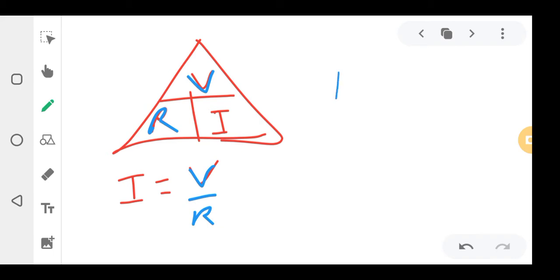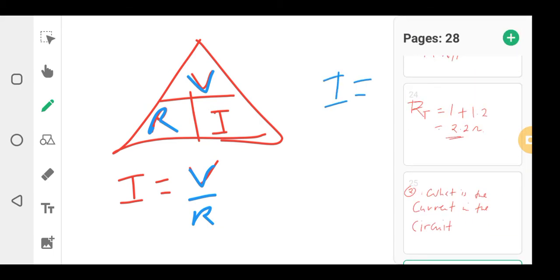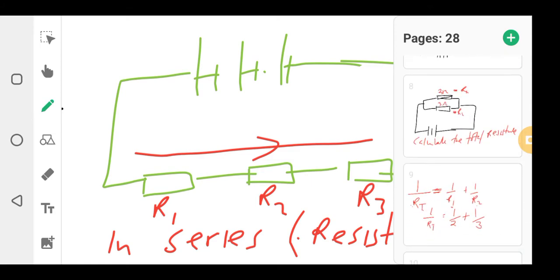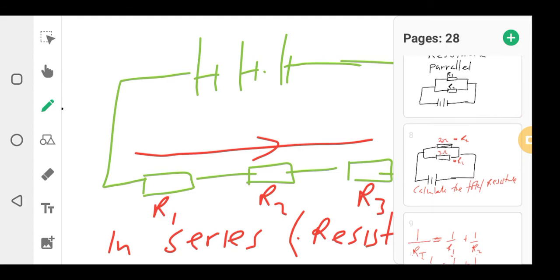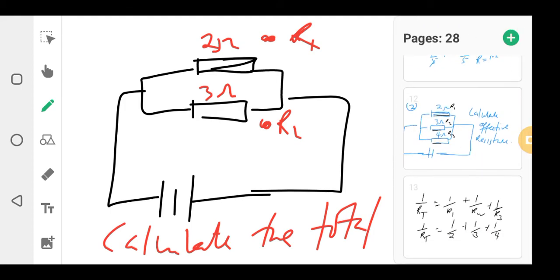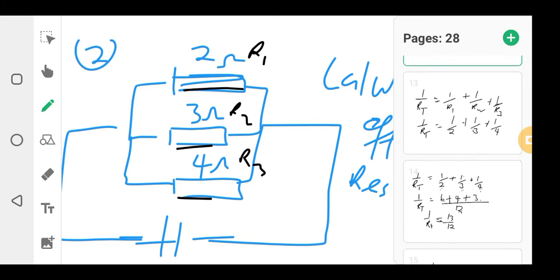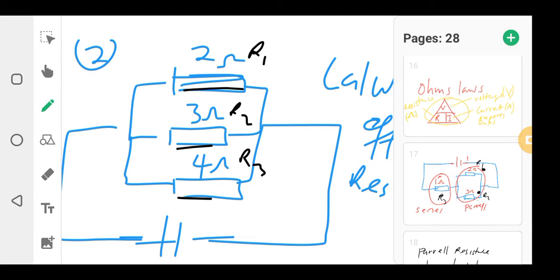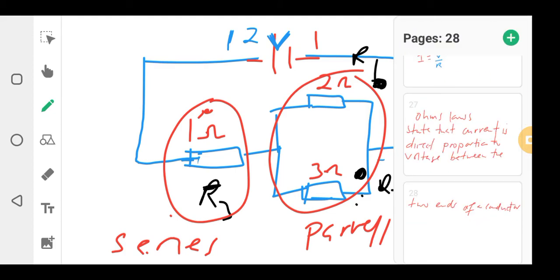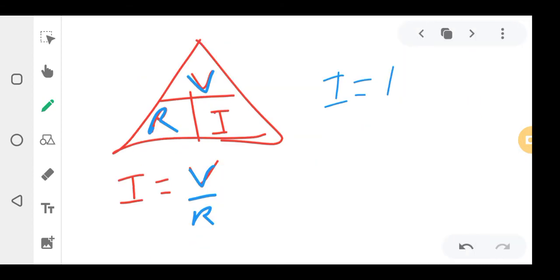So current is equal to, what is the voltage? The voltage is already given in the circuit. This is the diagram that we're looking at, and the voltage here I'll put as 12 volts, to help you understand. So we're going to say current is equal to voltage, which is 12, over the resistance.